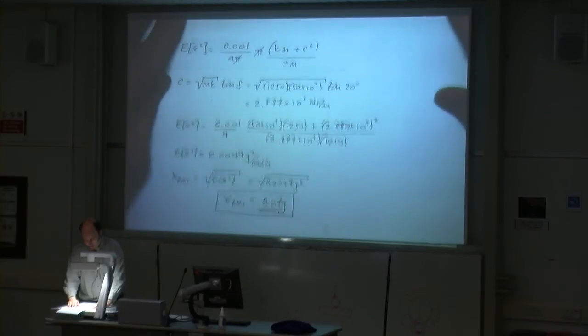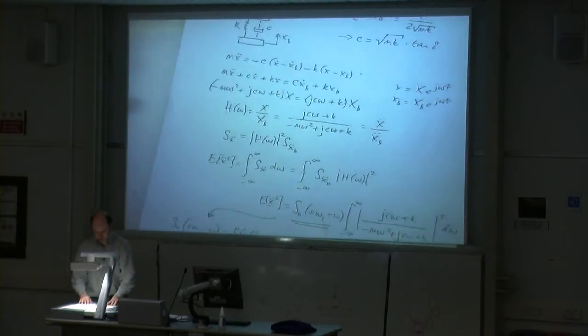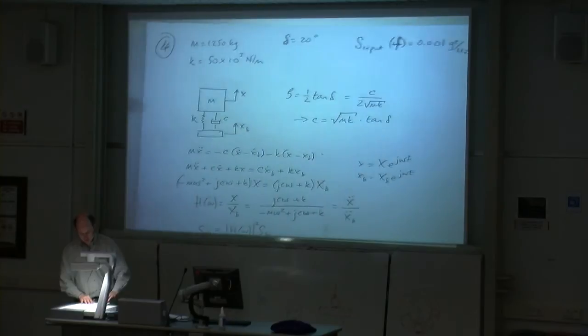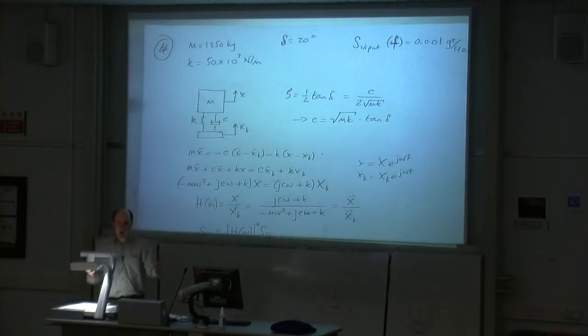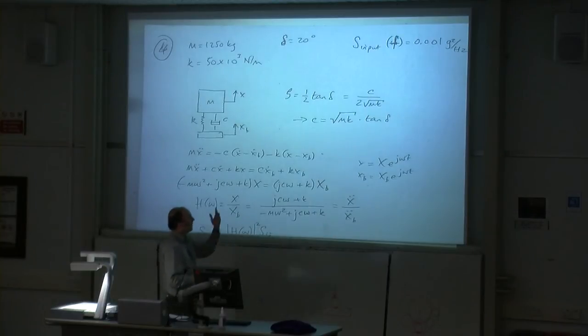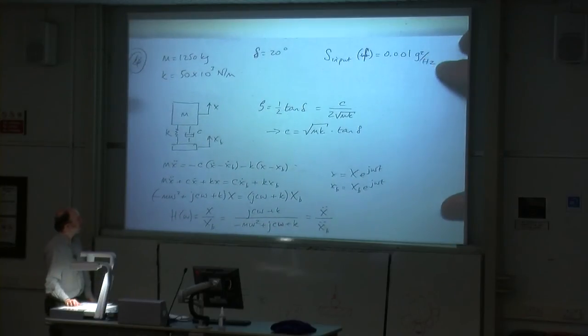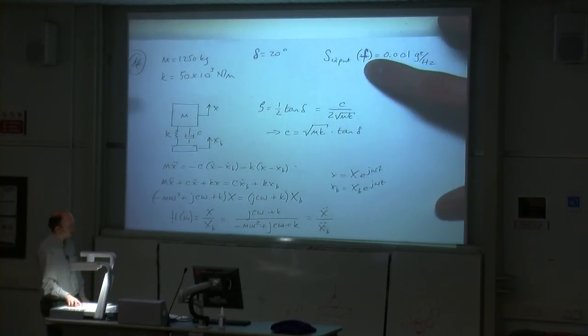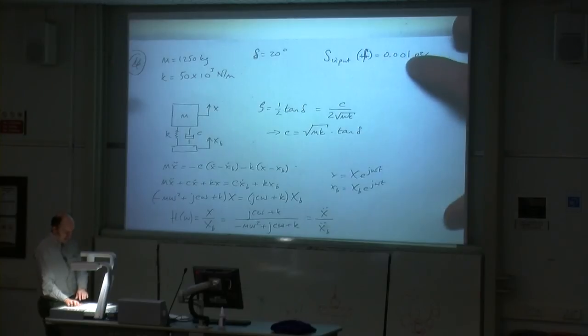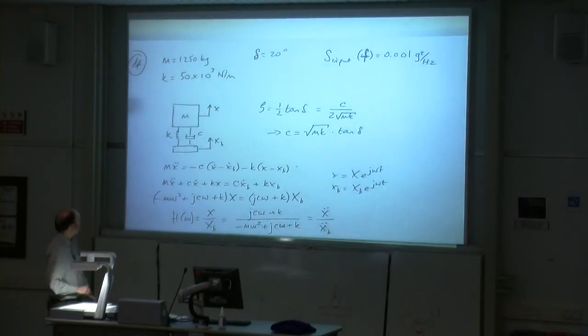So I'll just run through this question again. We'll start at the top. We've got a car with a mass of 1250, the stiffness is 50 kilonewtons per metre, and it's got a certain amount of damping, which we can work out because we've been given the loss angle. The input power spectral density is a constant value of 0.001 g squared per hertz. That's in terms of frequency in hertz. And this sort of problem could be considered as what's known as base excitation.